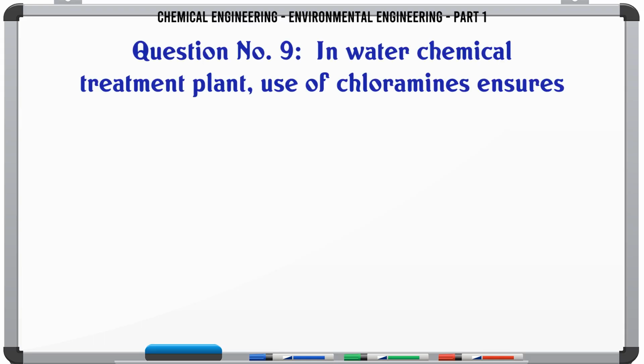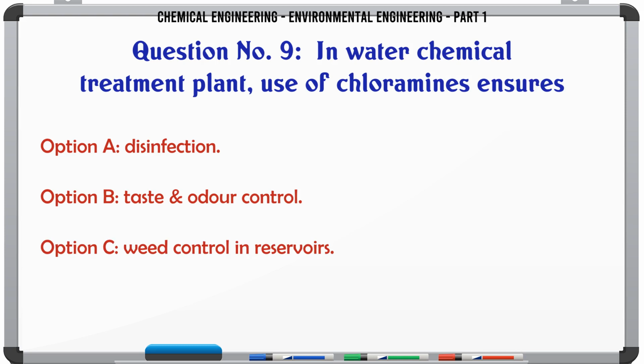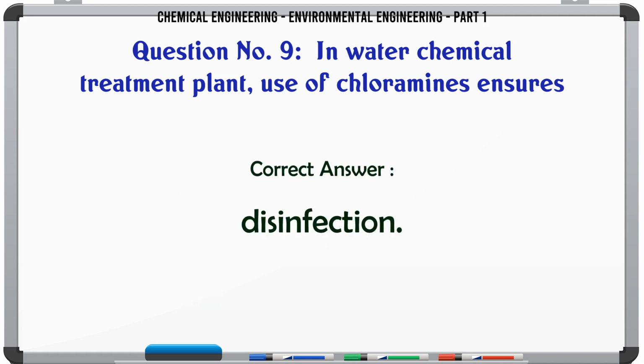In water chemical treatment plant, use of chloramines ensures A. Disinfection. B. Taste and odor control. C. Weed control in reservoirs. D. Removal of permanent hardness. The correct answer is disinfection.